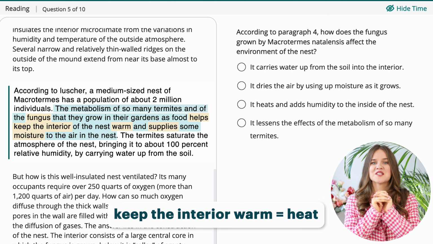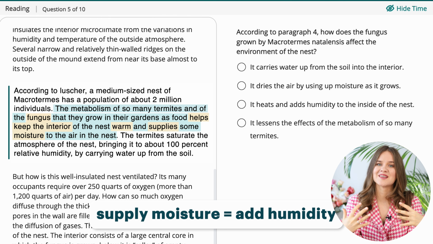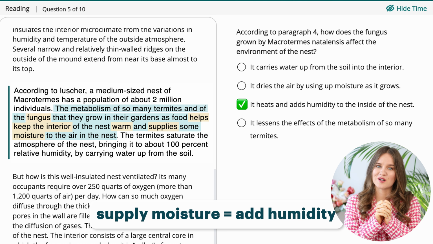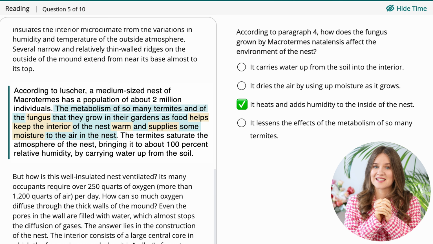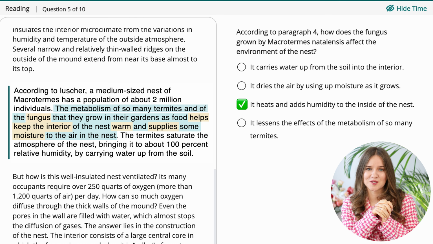Look, keep the interior warm means the same as heat, and supply moisture means the same as add humidity. So answer 3 is correct. It heats and adds humidity to the inside of the nest. That one was pretty straightforward, right? Let's move on to the next question.